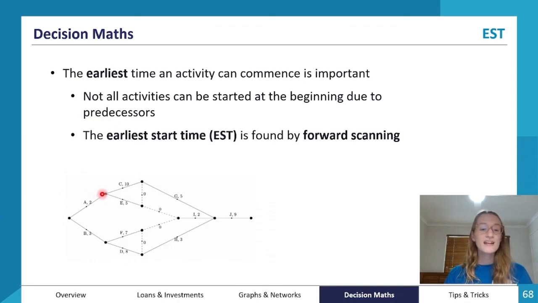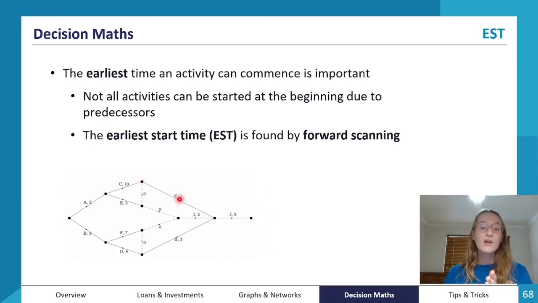But we know that C and E can't be started until A has finished. So if this, for example, represents hours, then C can't start until A has finished. So C can't start until 2 hours into the project. So the earliest time that C can start is whenever A can finish. And we know that E is the same. E can't start till we finish A, so we can't start E until we're 2 hours into our project.